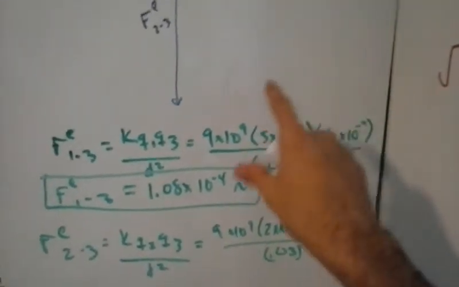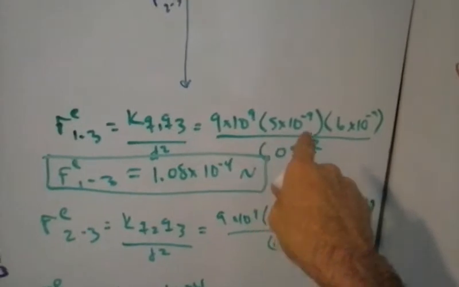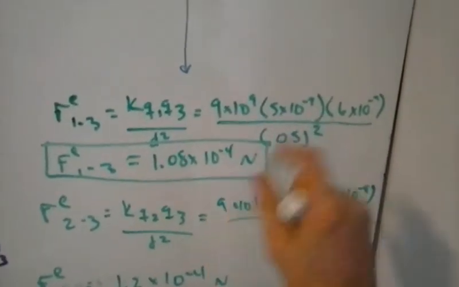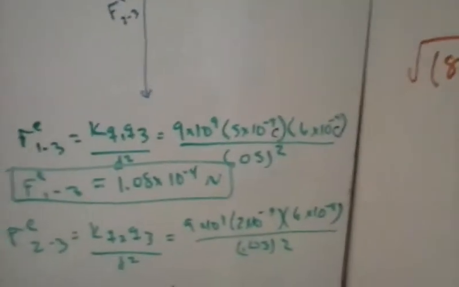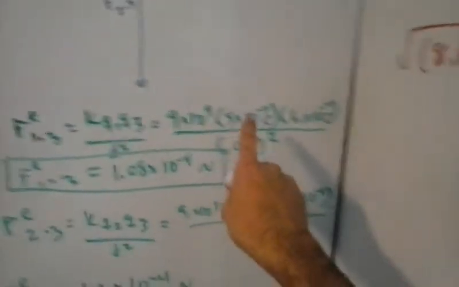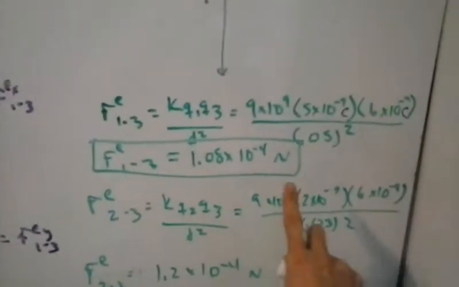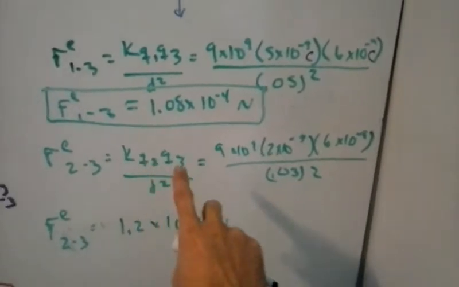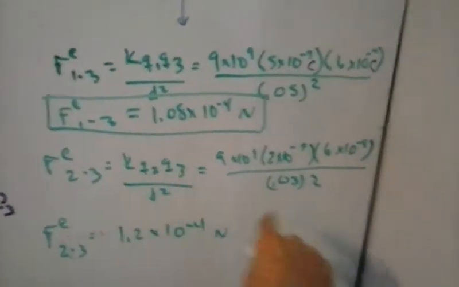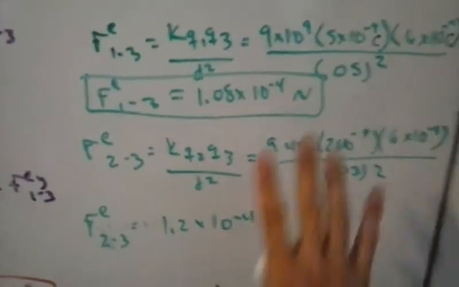Notice I've converted everything to coulombs. Nanocoulombs is just times 10 to the negative 9th of whatever you're given to get it into coulombs. And then the distance between q1 and q3 is 0.05. So that's what you get for F_E 1 on 3. For F_E 2 on 3, it's similar, except I'm using k q2 q3 and the distance between 2 and 3, which is 0.03 squared. Again, I've converted into coulombs, and that's my answer. So I put this to the side.